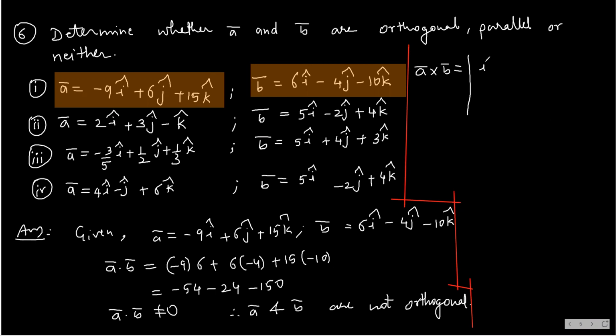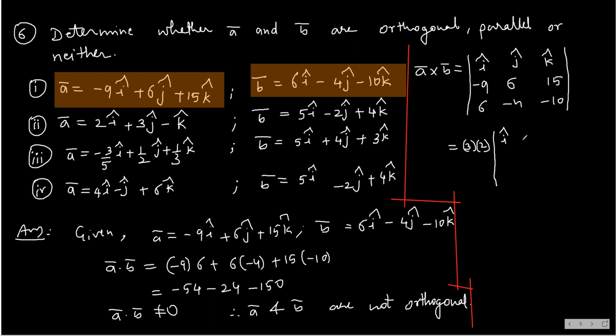Okay, so let me find out. So I cap, J cap and K cap; A bar is minus 9, 6, 15; and B bar here is 6, minus 4, minus 10. What I do is I make this a bit easier for evaluating. I will take 3 common from the second row and 2 common from the third row. So 3 into 2, 3 and 2 are outside.